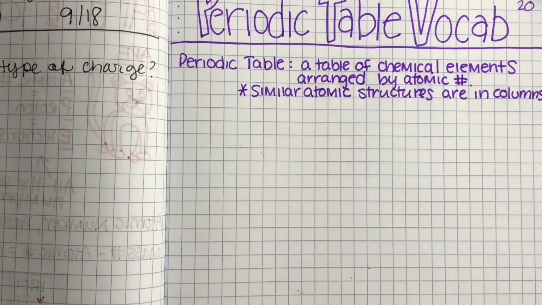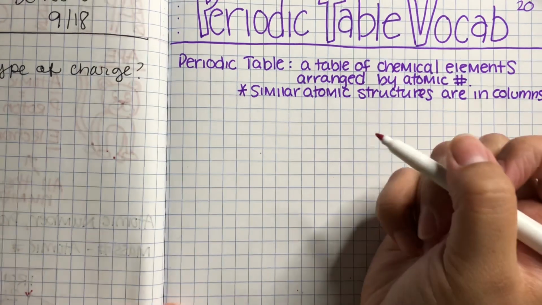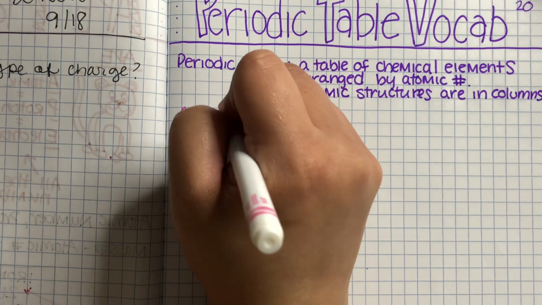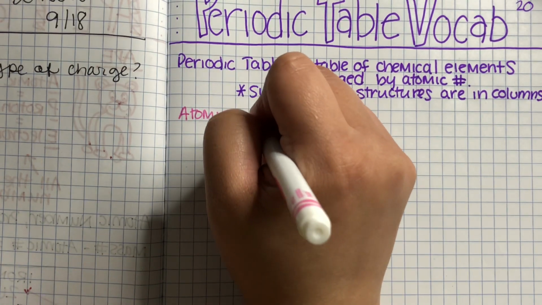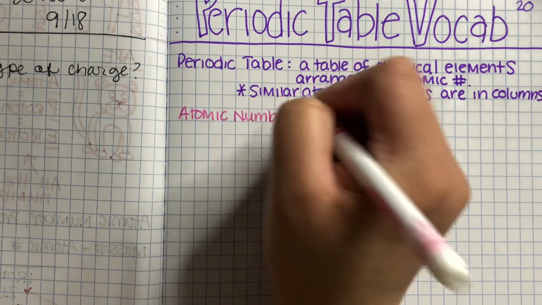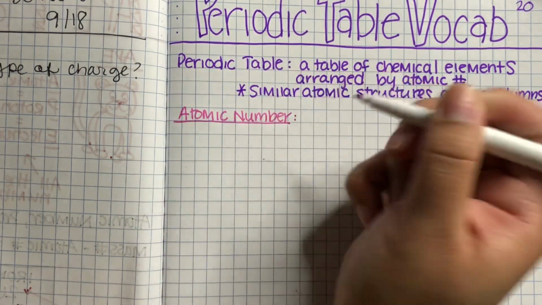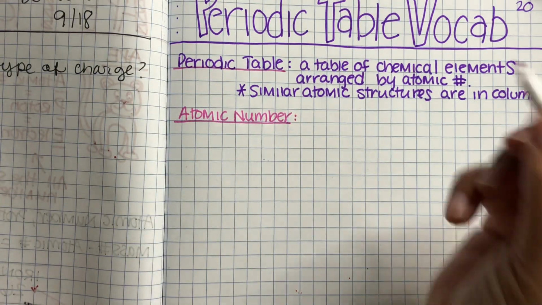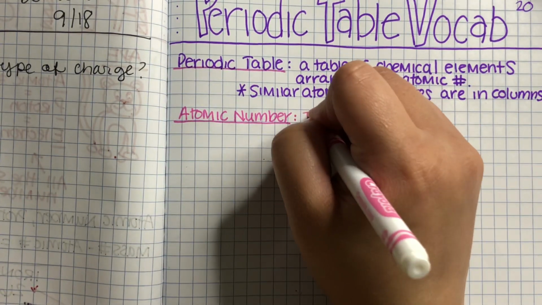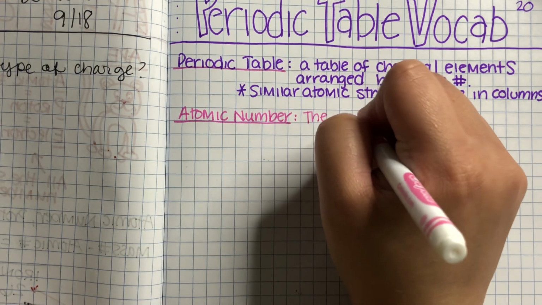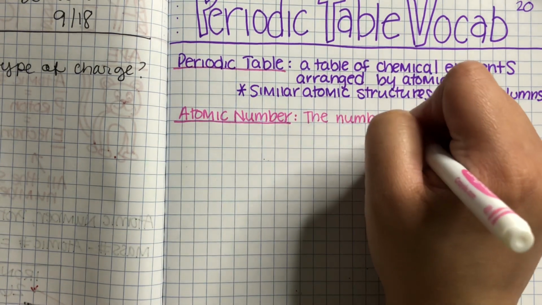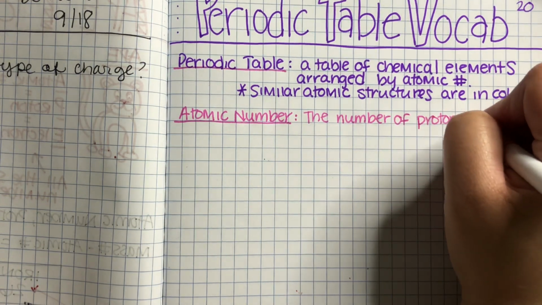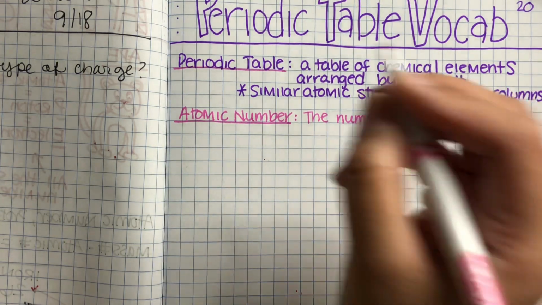All right, next is atomic number. So this is one that we are familiar with. All right, and that is just the number of protons in the nucleus.